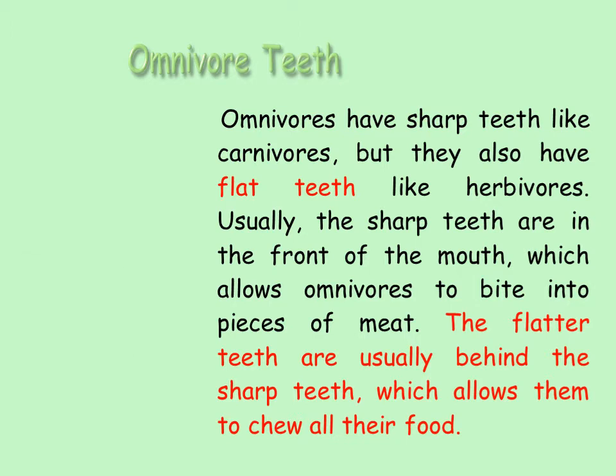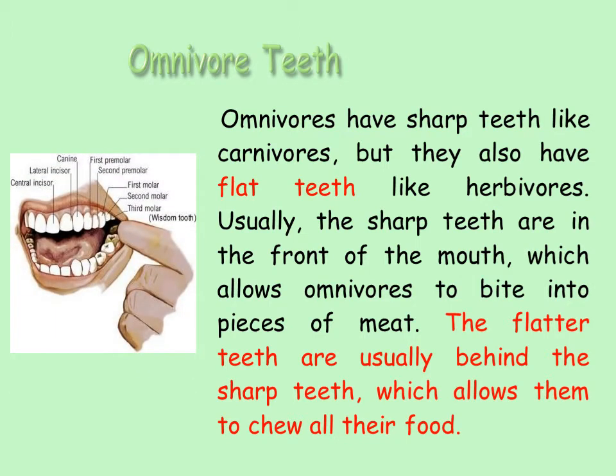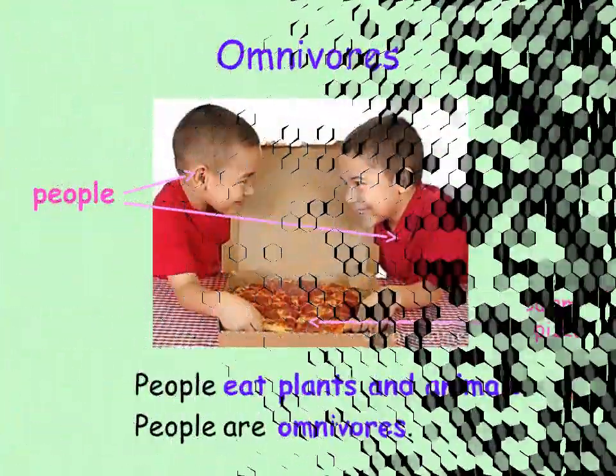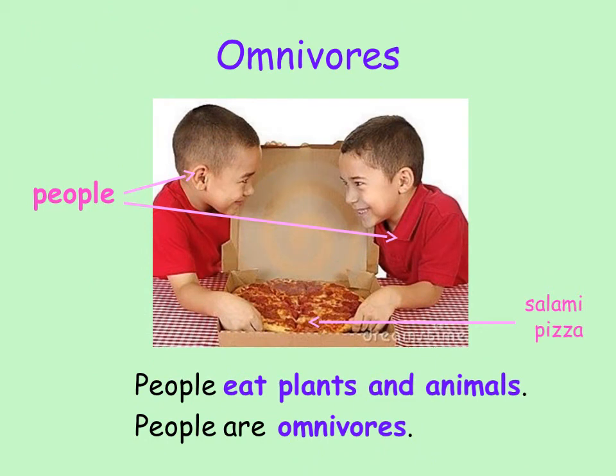Like carnivores, they have sharp teeth, but they also have flat teeth in the front. The sharp teeth are in the front of the mouth, which allows the omnivores to bite the food into pieces. The flatter teeth are usually behind the sharp teeth, which allows them to grind or chew all their food items. Some examples of omnivores.